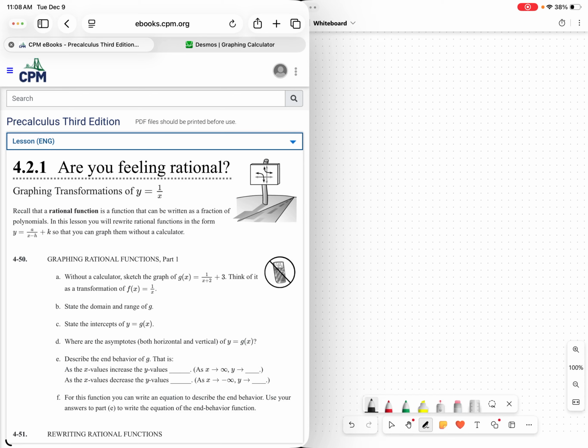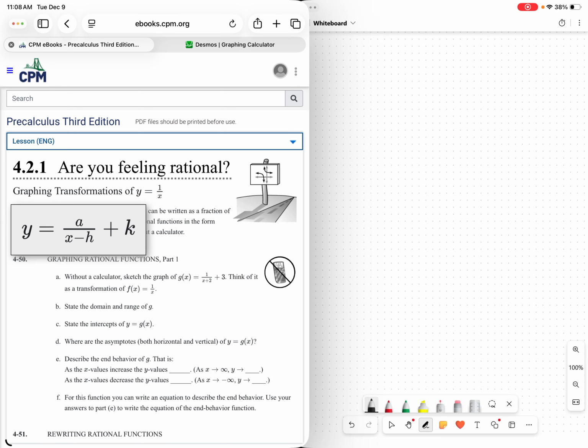Okay, lesson 421, graphing transformations of rational functions. So we'll recall that a rational function is a function that can be written as a fraction of polynomials. In this lesson, we're going to rewrite rational functions in this form right here.